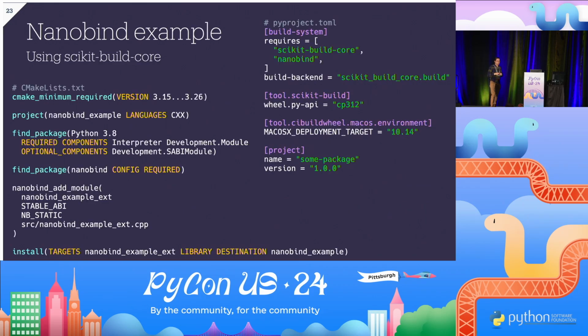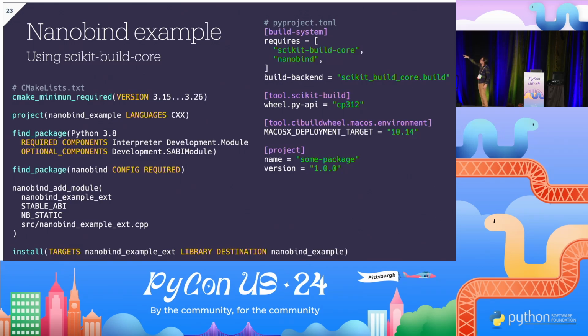Scikit-build-core is the recommended way to build with nanobind. This is actually an example pulled from the official nanobind example. And what it's doing is something kind of interesting. This is pretty much the entire thing, minus a couple of comments.